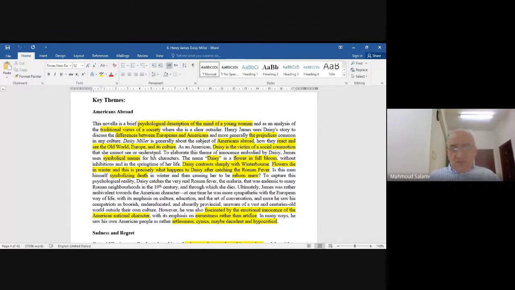To elaborate this theme of innocence embodied by Daisy, James uses symbolical names like the word Daisy. Even her name, Daisy, really means a flower which is, notice, a flower in full bloom without inhibitions, and in the springtime of her life, you know, she's still young. Daisy contrasts sharply with Winterbourne. Again, notice his name, Winter and Bourne. She is springtime, he is winter, dead. Flowers die in winter, and this is precisely what happens to Daisy after catching the Roman fever. You see, she died as a result of catching that Roman fever, which was at that time called consumption.